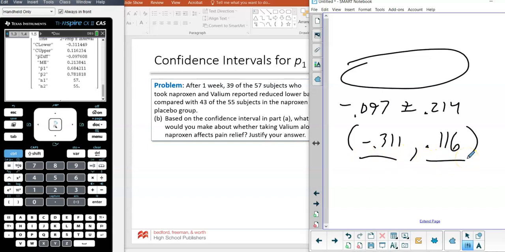So let's pretend that both methods are exactly the same. There's no difference. We expect the difference in the proportions to be 0 then. Is 0 part of these plausible values? Well, this is negative, this is positive. So zero's in between them, so yes it is. If zero is a plausible value, we don't have any evidence to say that anything's happening here.